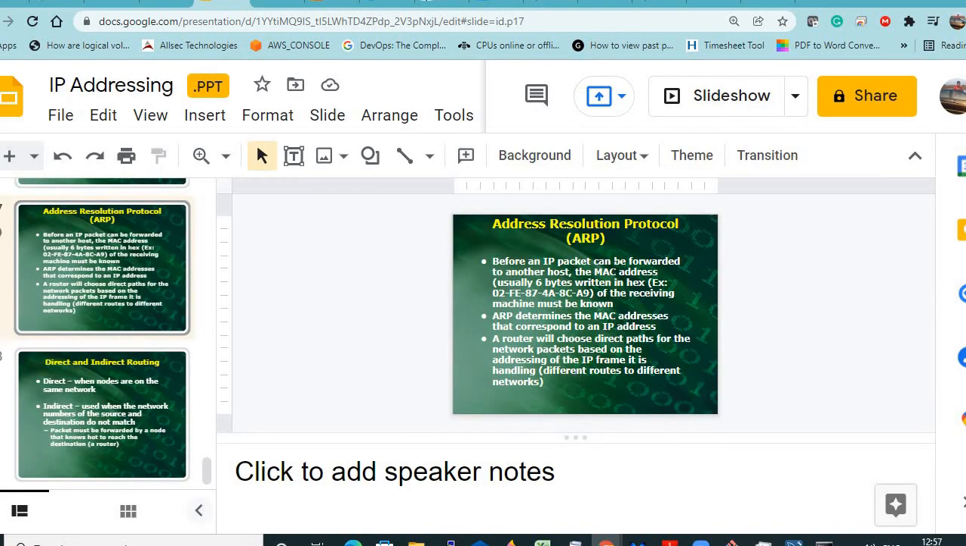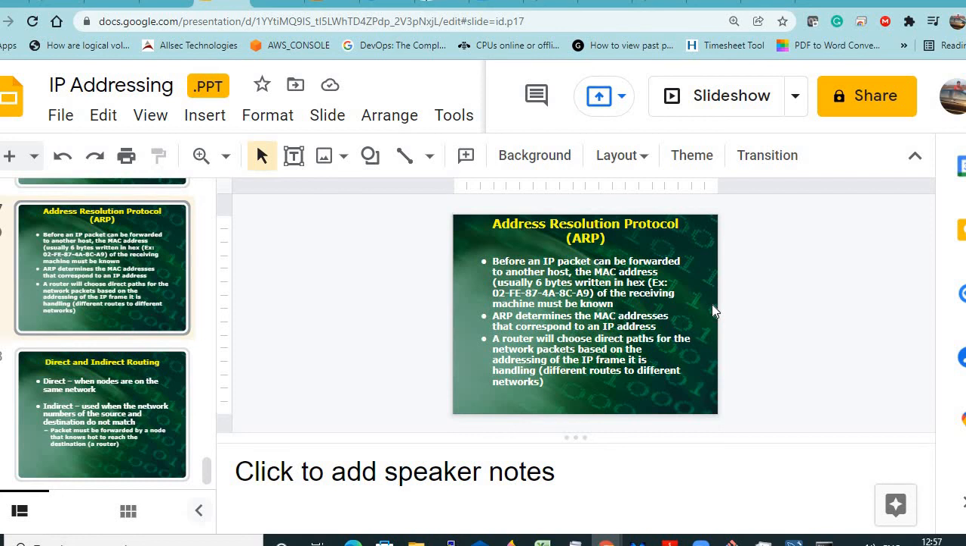Before an IP packet can be forwarded to another host, the MAC address, usually 6 bytes written in hexadecimal, of the receiving machine must be known. So whenever these two nodes want to communicate with each other, it will start with ARP, that is, the Address Resolution Protocol.